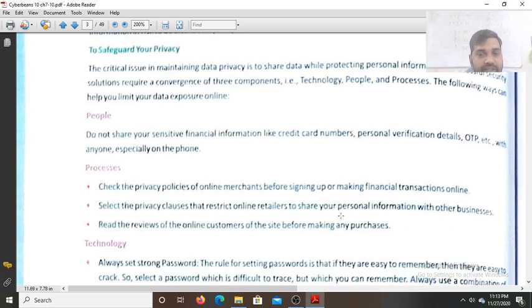So restrict it, don't give the permission so that they can share your information to other businesses also. Read the reviews of the online customers of the site before making any purchase. That is the process. So these three things you follow.